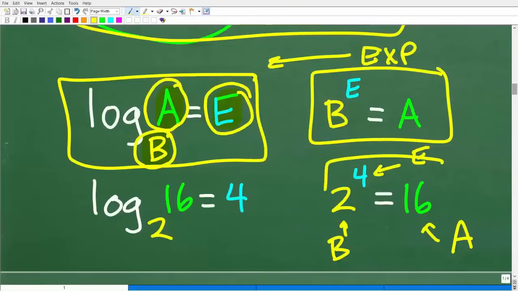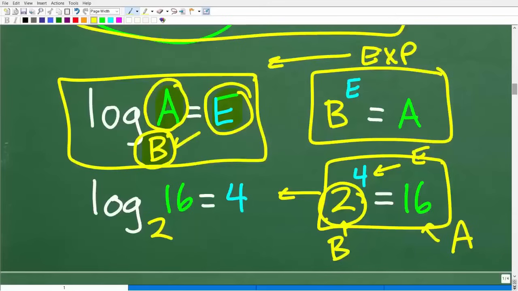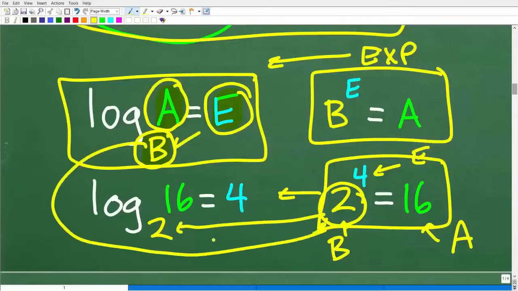Let's take this example right here. 2 to the 4th power is equal to 16. I could write this using a logarithm this way. Log base 2, because here is my 2, and it matches my b, right? B, A, and E. We're just going to follow this pattern. So the base is 2, so I'm going to write a 2 right there. The answer is 16, and then the exponent is 4. So log base 2 of 16 is equal to 4.